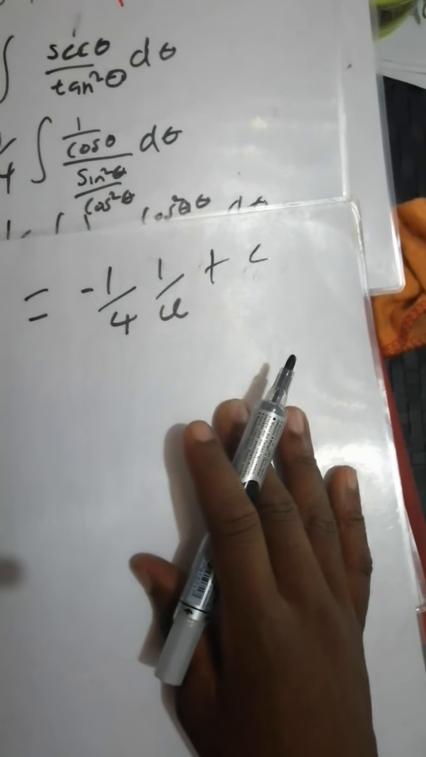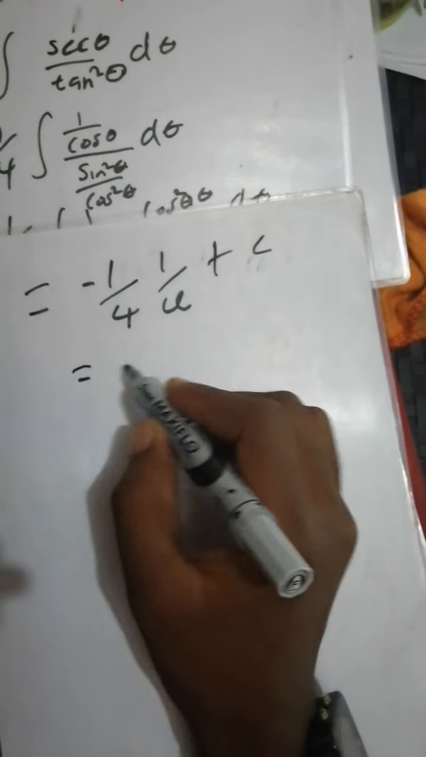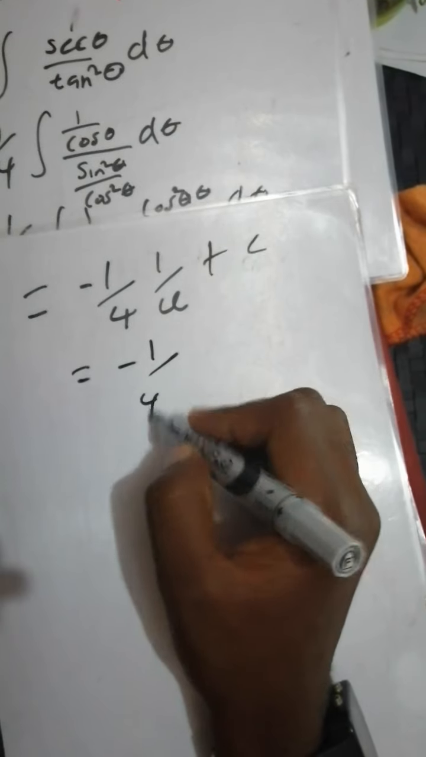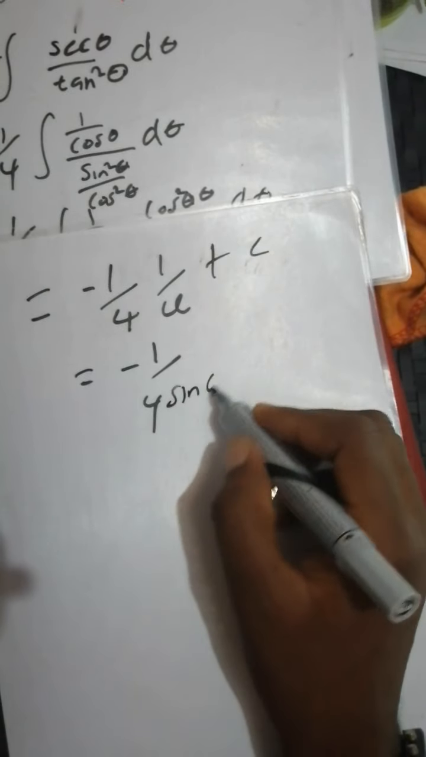This is where the negative is coming from. Negative 2 plus 1 is negative 1, and then that's u to the power negative 1. U to the power negative 1 can be written as 1 over u. So that's negative 1 over 4. And remember our u was sine theta. So this is negative 1 over 4 times 1 over sine theta plus c.